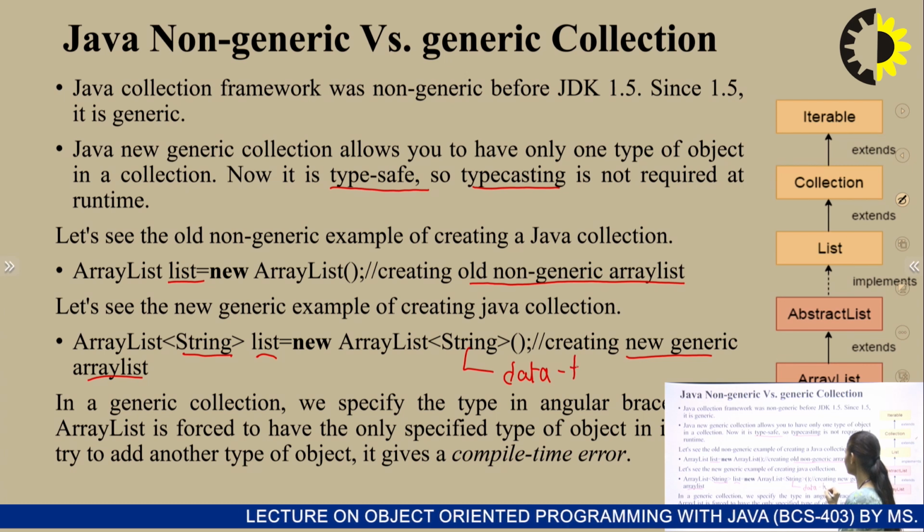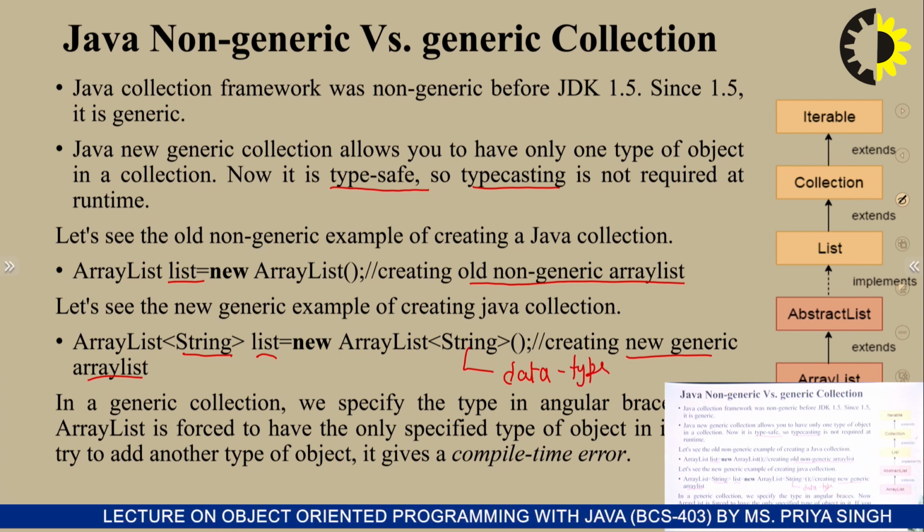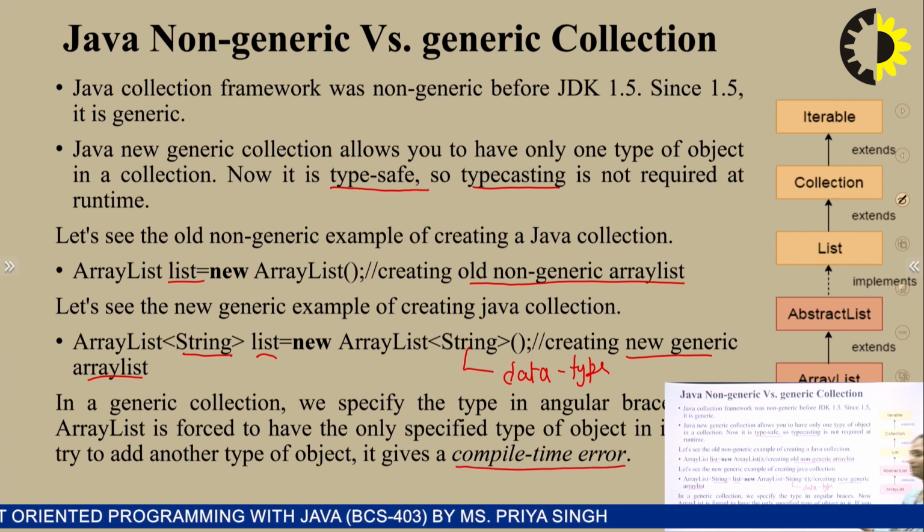Now we have presented the data type in these angular braces. Now, an array list is supposed to have only the specified type of object in it. If you try to add another type of object, it will give you a compile time error. It means that the data type you have specified in your generic is going to be saved by it. So it's type safe, and typecasting is not required at runtime.